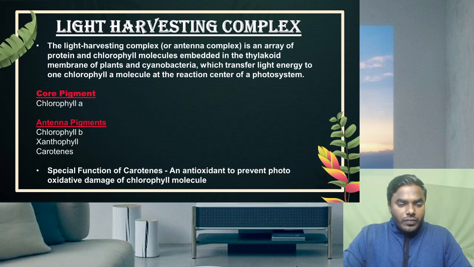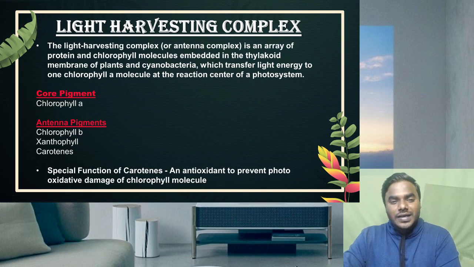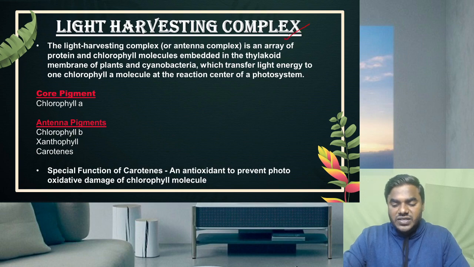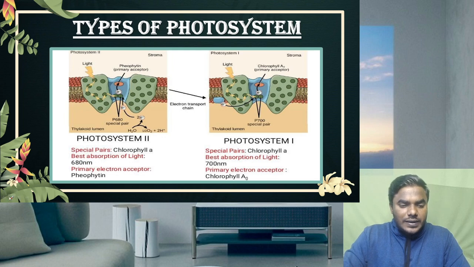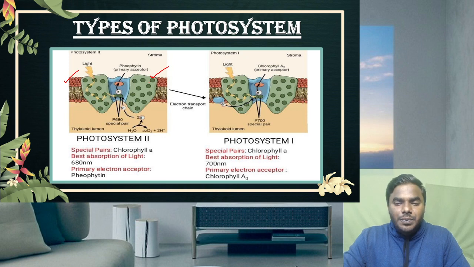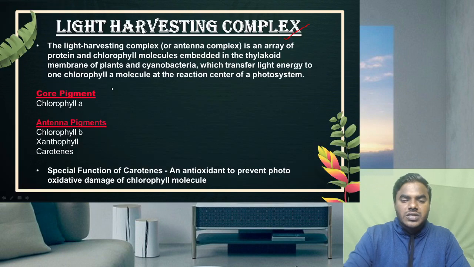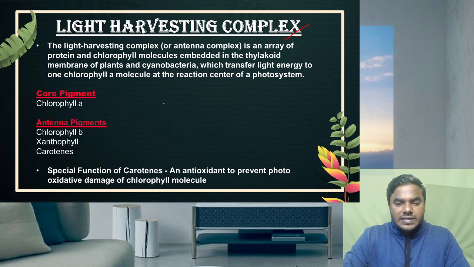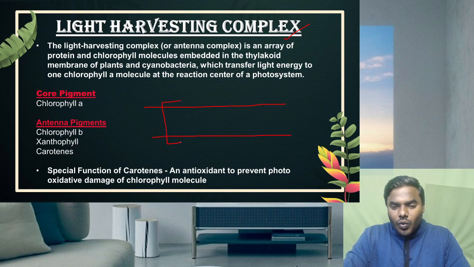Okay, now what does this light harvesting complex mean? First of all, where is the light harvesting complex present? Everyone look into the given picture. Friends, this is a thylakoid membrane. On the thylakoid membrane, what is present, friends? Photosystems are present. Inside the photosystem, what are present? LHC molecules are present. In a simple way, suppose this is a thylakoid membrane. On the thylakoid membrane, what are present?